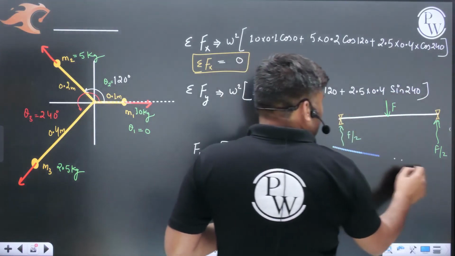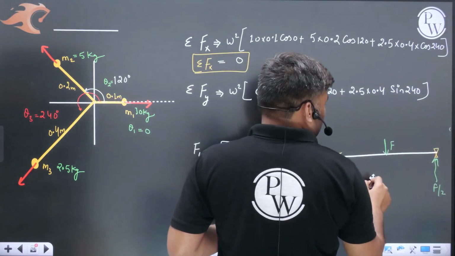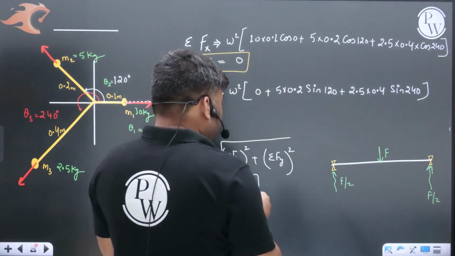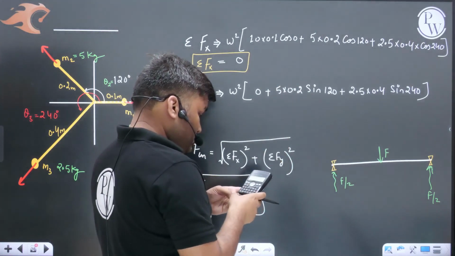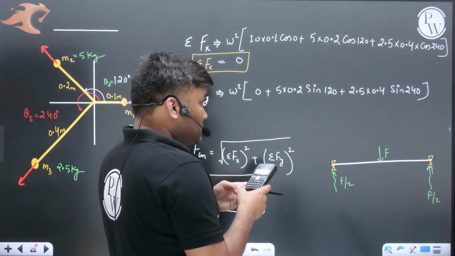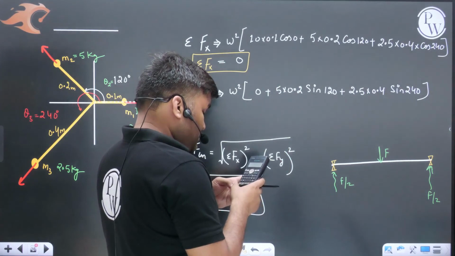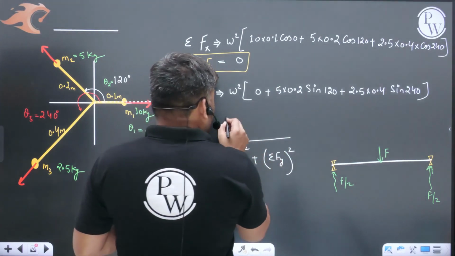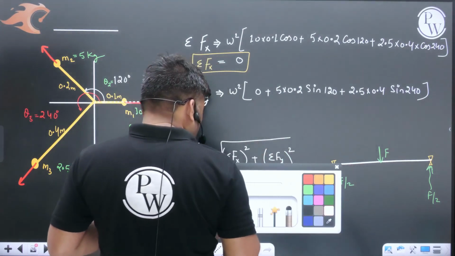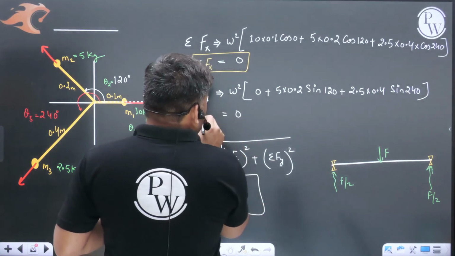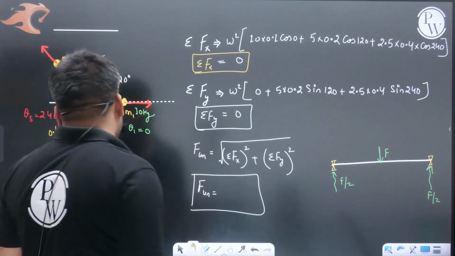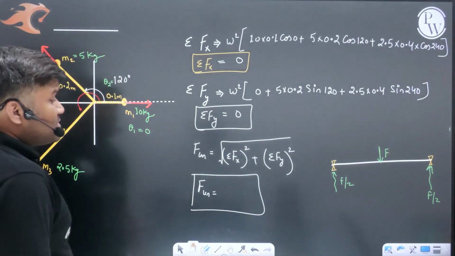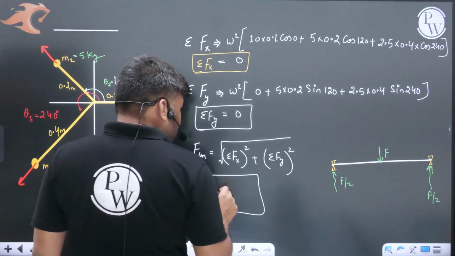Put down all these values. Check, beta, how much will this be, 5 into 0.2 sin 120 plus something sin 240. This value again comes out to be 0. Kya baat hai, this again comes out to be 0. Sir, this summation of forces in y direction is also 0. X component has 0 force, y has 0 force. That means total unbalanced force is 0.